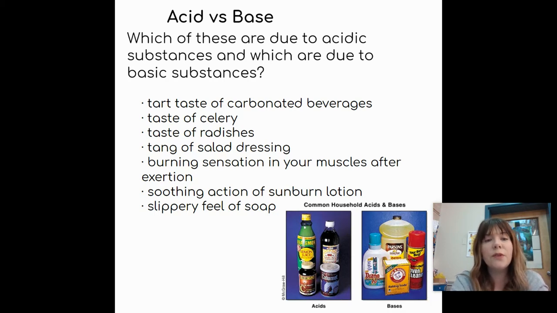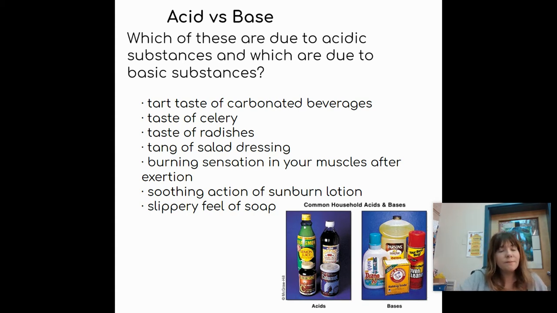So the very first thing that we need to know is an acid has this tart, sour taste to it, a tangy taste. So anything that is tart or tangy is going to fall under the world of acids. So that would be things like our carbonated beverages. Coca-Cola, like Coke the can, is a very acidic drink, and too much can actually wear away the enamel and do some damage to your insides.